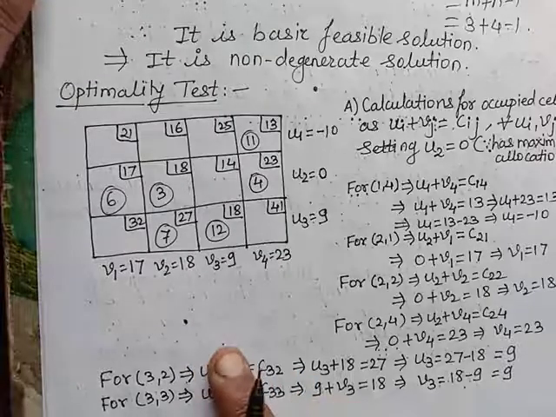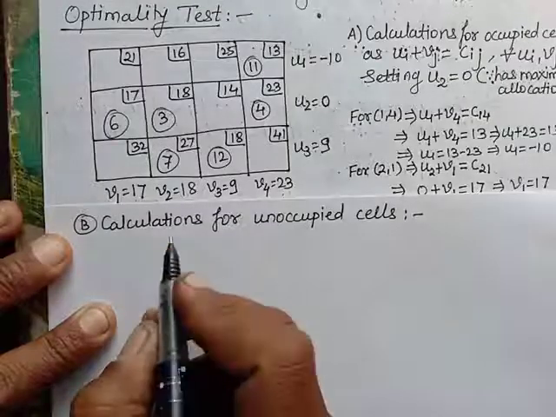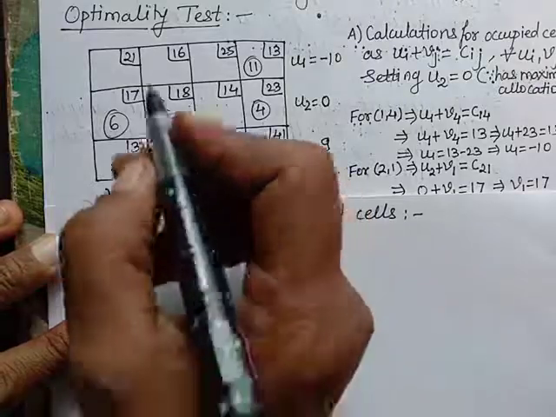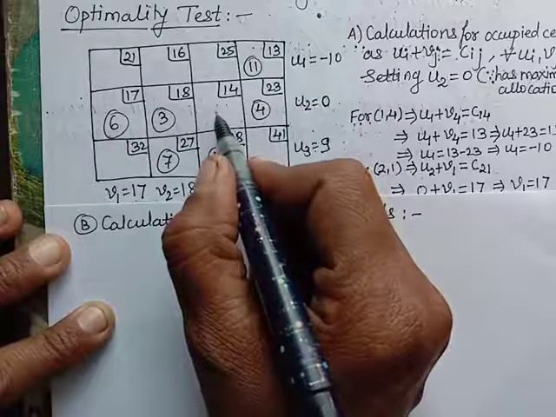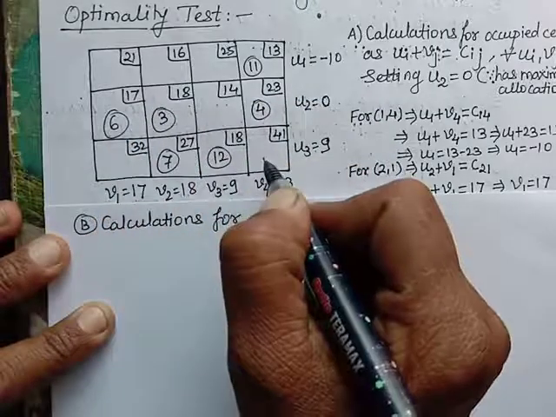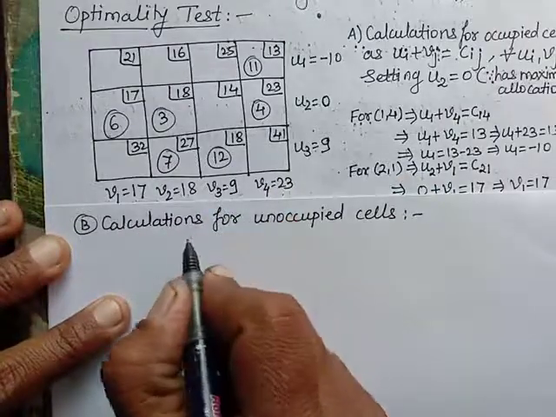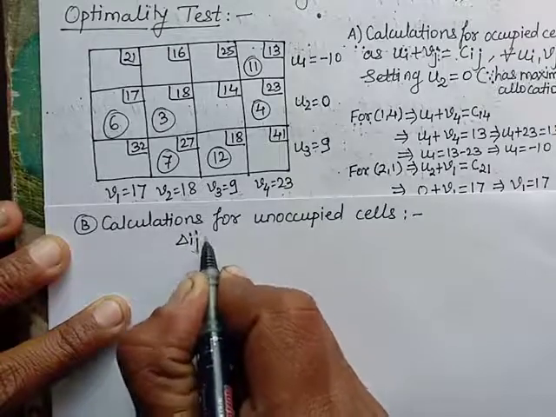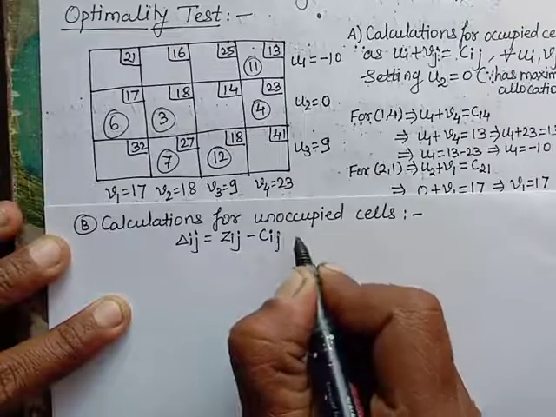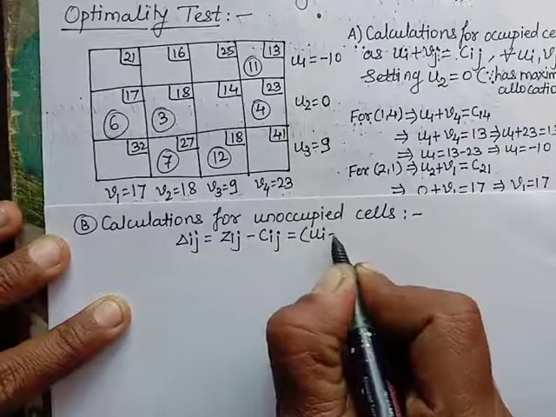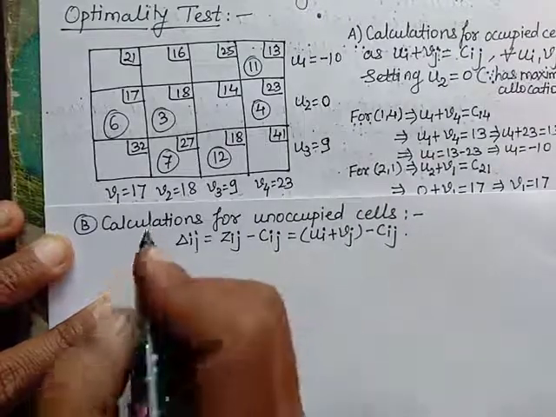Now, the next part, we have to do the calculations for unoccupied cells. The unoccupied cells are 1,1, 1,2, 1,3, then 2,3, 3,1 and 3,4. For this we will use the result delta ij equal to Zij minus Cij, that is Ui plus Vj minus Cij. Let's do one by one.